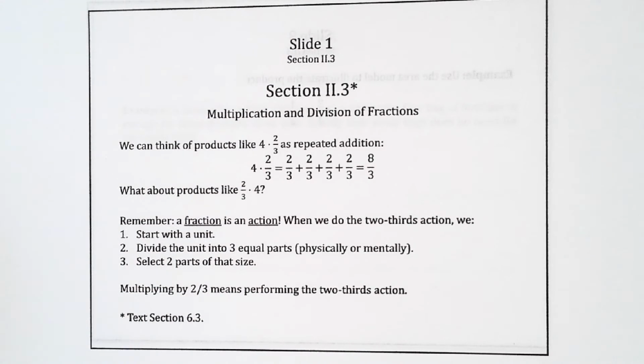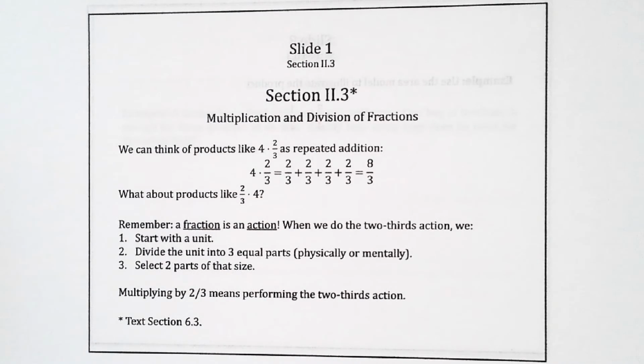But remember that a fraction is an action. What does the 2/3 action do? It takes your unit, divides it into 3 equal parts, physically or mentally, and then selects 2 parts of that size. So if I have a loaf of bread, I imagine dividing it into 3 equal parts, and then I take the amount that would be represented by 2 of those parts. That action is the 2/3 action. So if I multiply by 2/3, that means performing the 2/3 action, which means that I just go through that process on whatever I'm multiplying by.